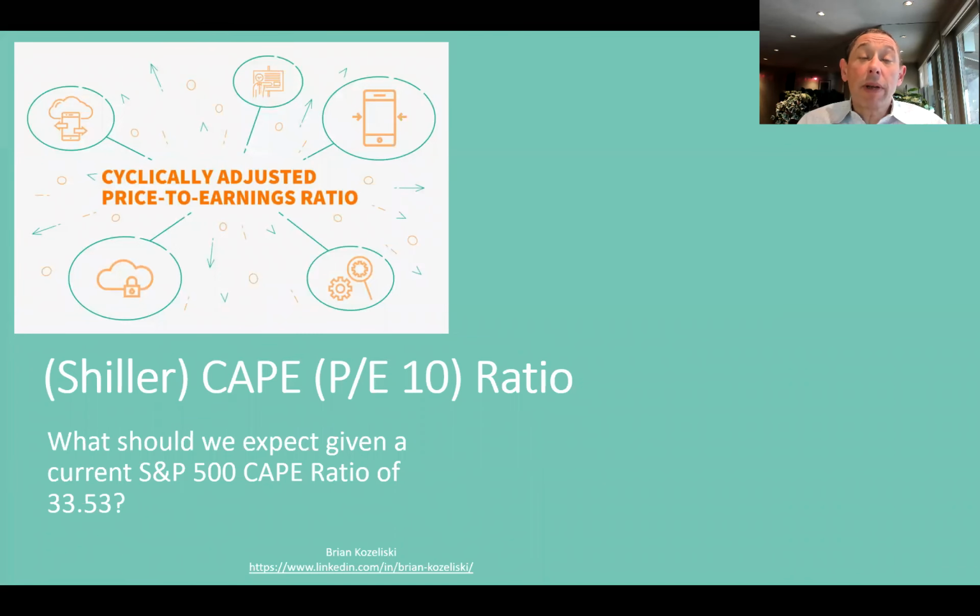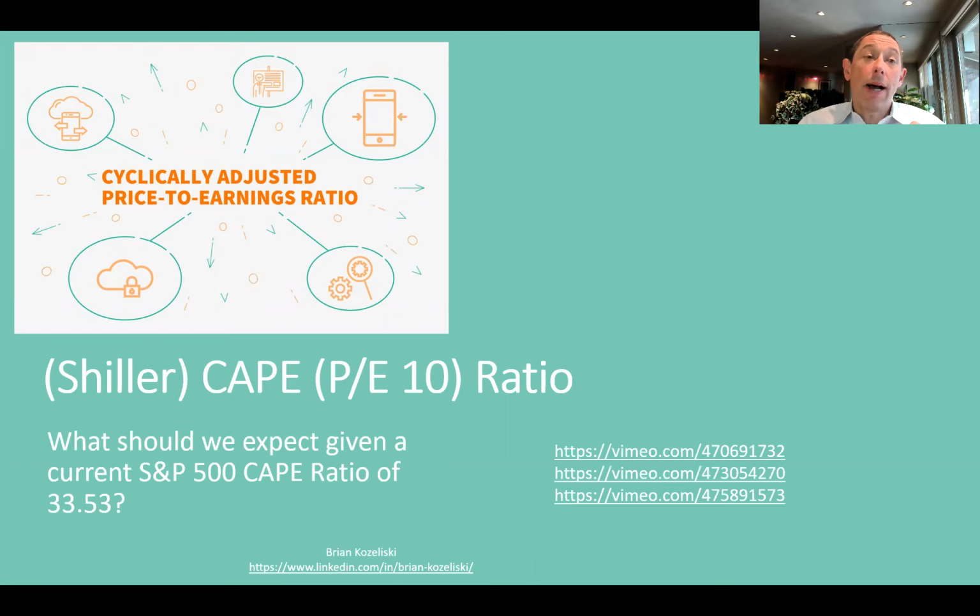So today I want to talk about the cyclically adjusted price to earnings ratio, or the CAPE ratio. Again, you can see previous discussions by following these links here. Of course, it's also called the Shiller CAPE ratio or the PE10 ratio. Now, today I want to talk about what we should expect given the fact that in the United States, the current CAPE ratio is around 33.5.